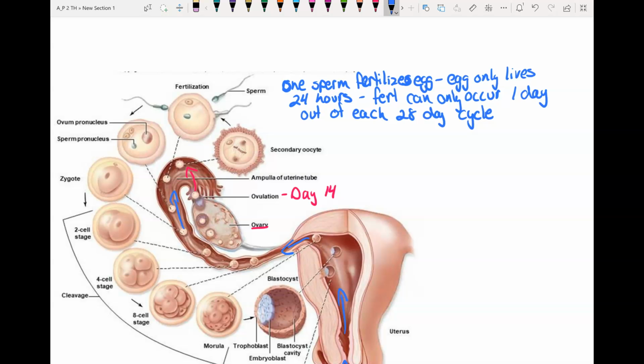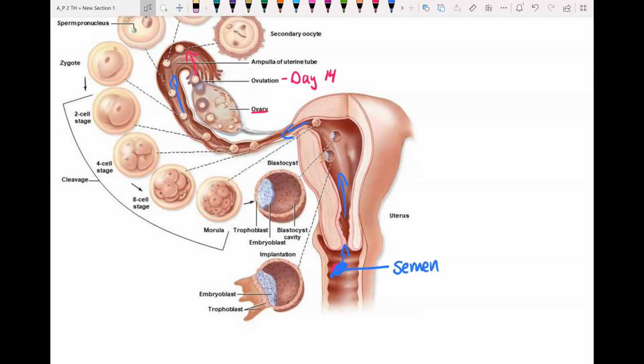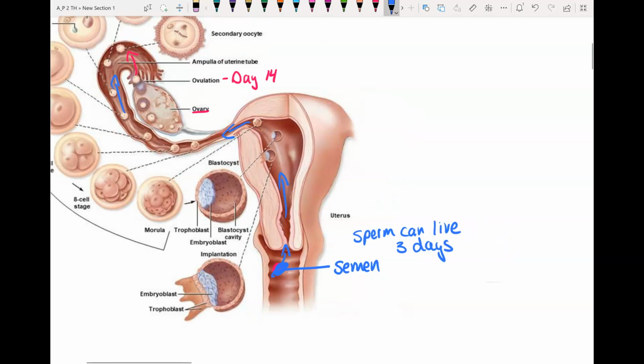Now, when it comes to getting pregnant, though, it's not just one day a month that sex can lead to pregnancy. The sperm can live for 3 days in the female reproductive tract. So if you have sex for 3 days before ovulation or the day of ovulation, fertilization can occur.